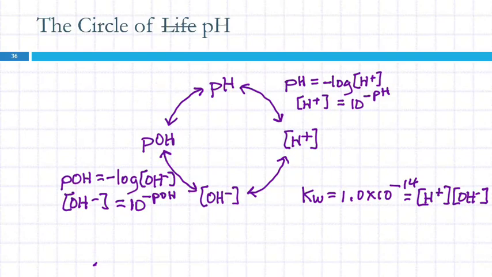Up here's the one we just derived. pH plus pOH equals 14. Any questions?